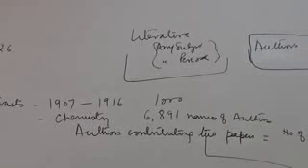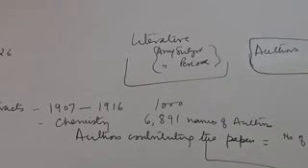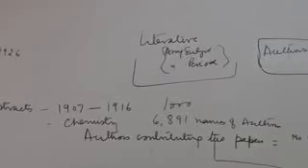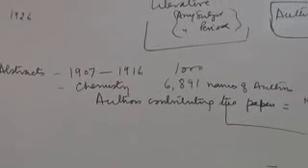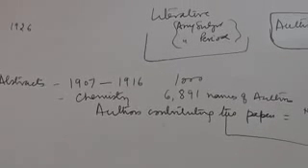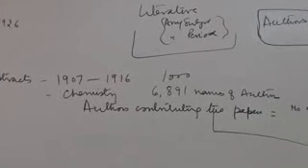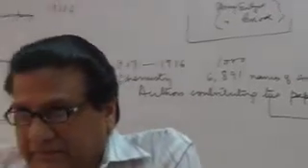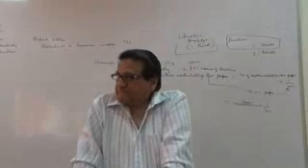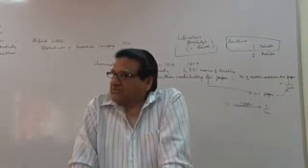You know the given literature. What is the given literature? Subject is chemistry. Period is from 1907 to 1916. How many total number of authors are there? 6,891. That became the basis of Lotka's law.